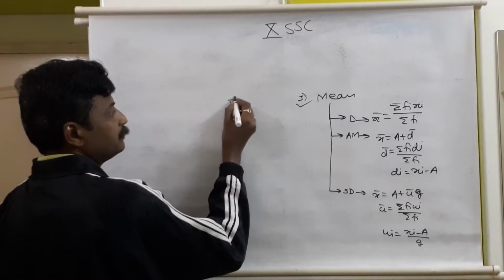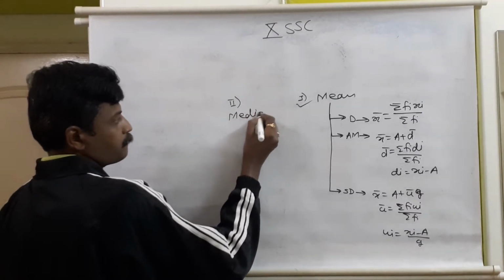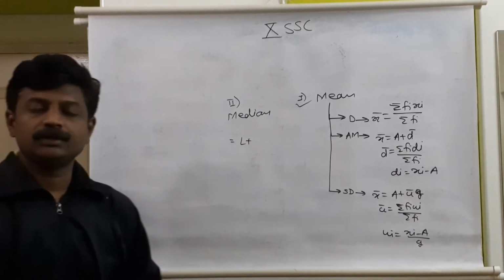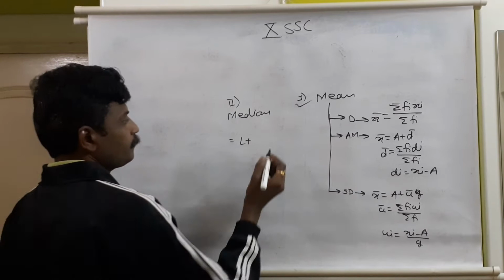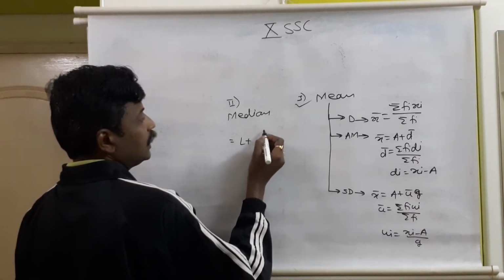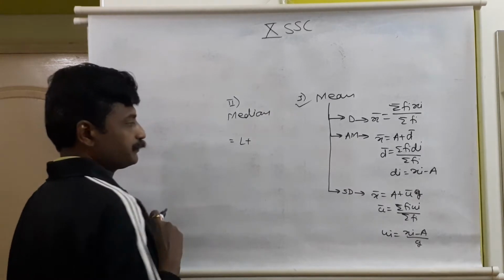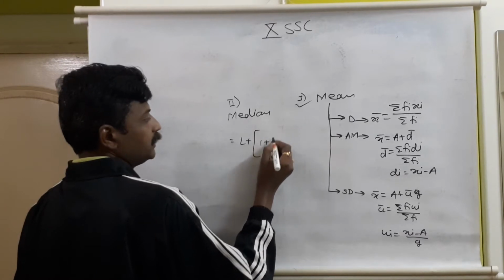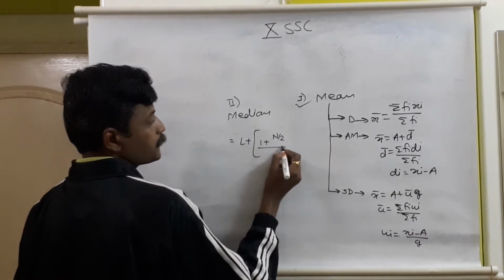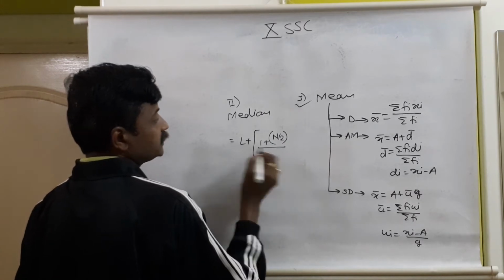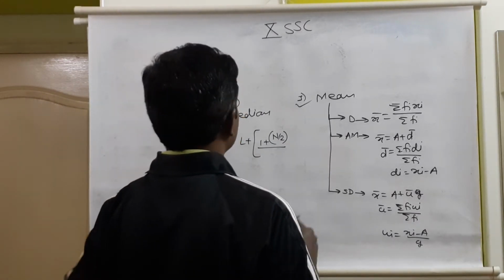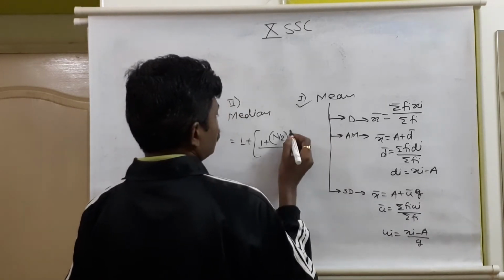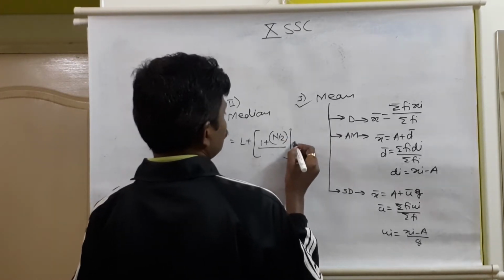Second central tendency, median. To find the median, we use the formula: median is equal to L plus, (1 plus n by 2) upon f, into h.